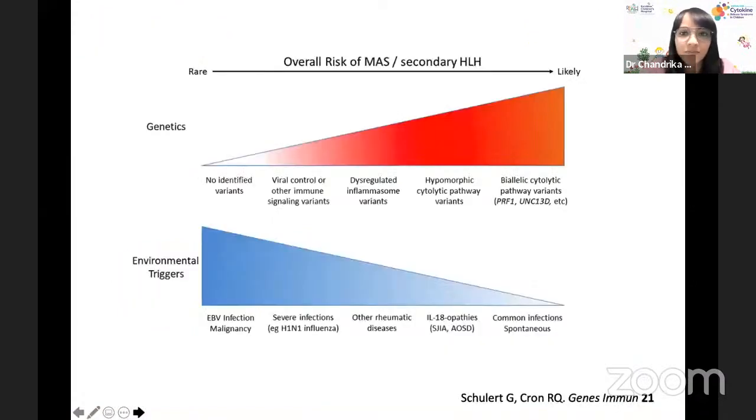And this diagram, Dr. Kronis is in the panel as well, very well illustrates the risk stratification for developing macrophage activation syndrome. What it essentially says is, if you're on this end of the triangle, wherein you definitely have a biallelic mutation, you're almost certainly going to develop HLH. But as we go towards the tip of this triangle, the combination of an environmental or acquired trigger becomes more and more important if one has to develop macrophage activation syndrome. So essentially, it is a combination of an environmental trigger in the background of a hypomorphic mutation. If present, the chances of developing macrophage activation syndrome are much higher.